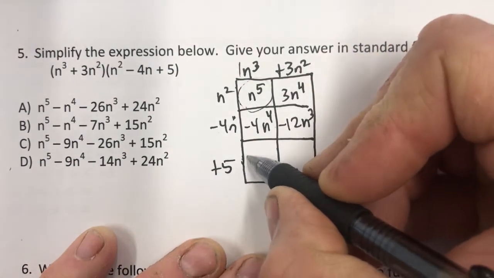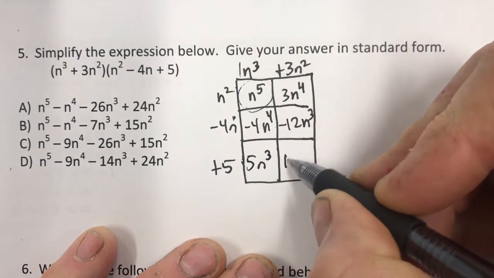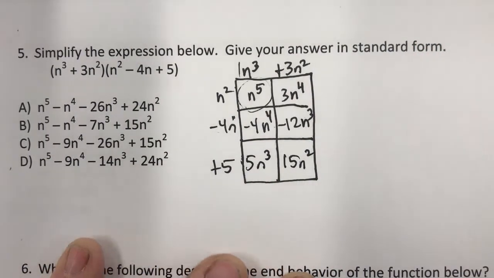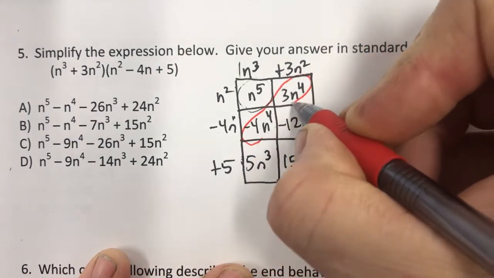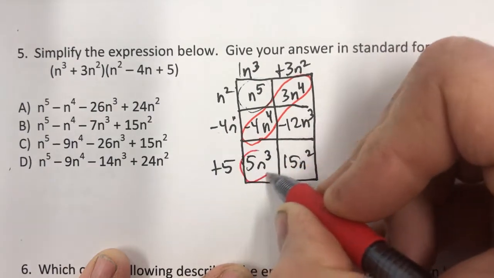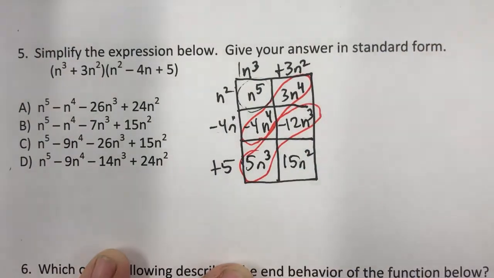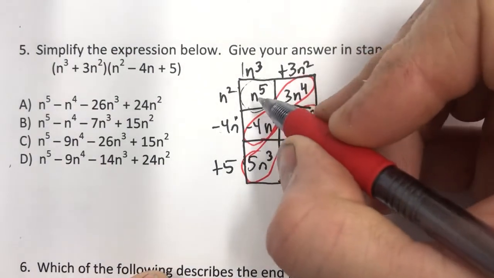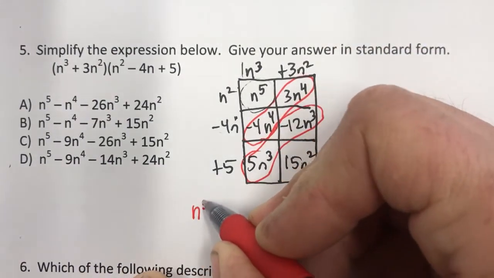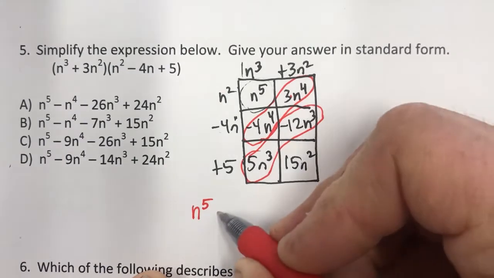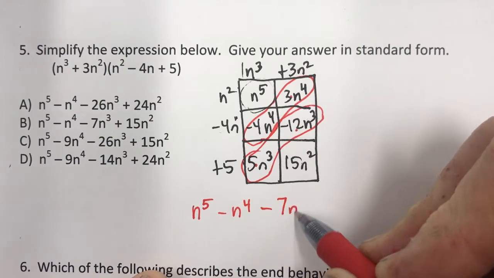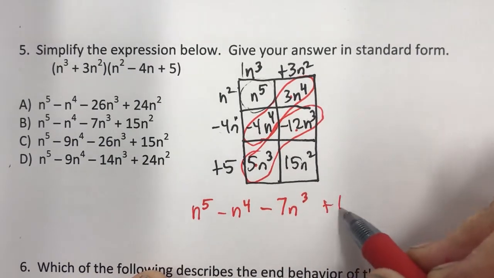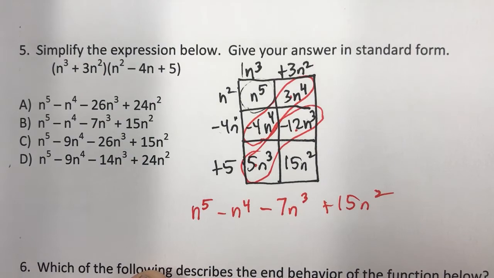Come on down, this would be 5n to the 3rd, and this would be 15n squared. Okay, now look for your like terms. Here's like terms there, n to the 4th, and these are like terms, n to the 3rd. So it looks like I've got this n to the 5, and I've got 3 plus negative 4, which is negative n to the 4th, then I have negative 12 plus 5, which is negative 7n to the 3rd, then I have plus 15n squared. Okay, and that looks like B.